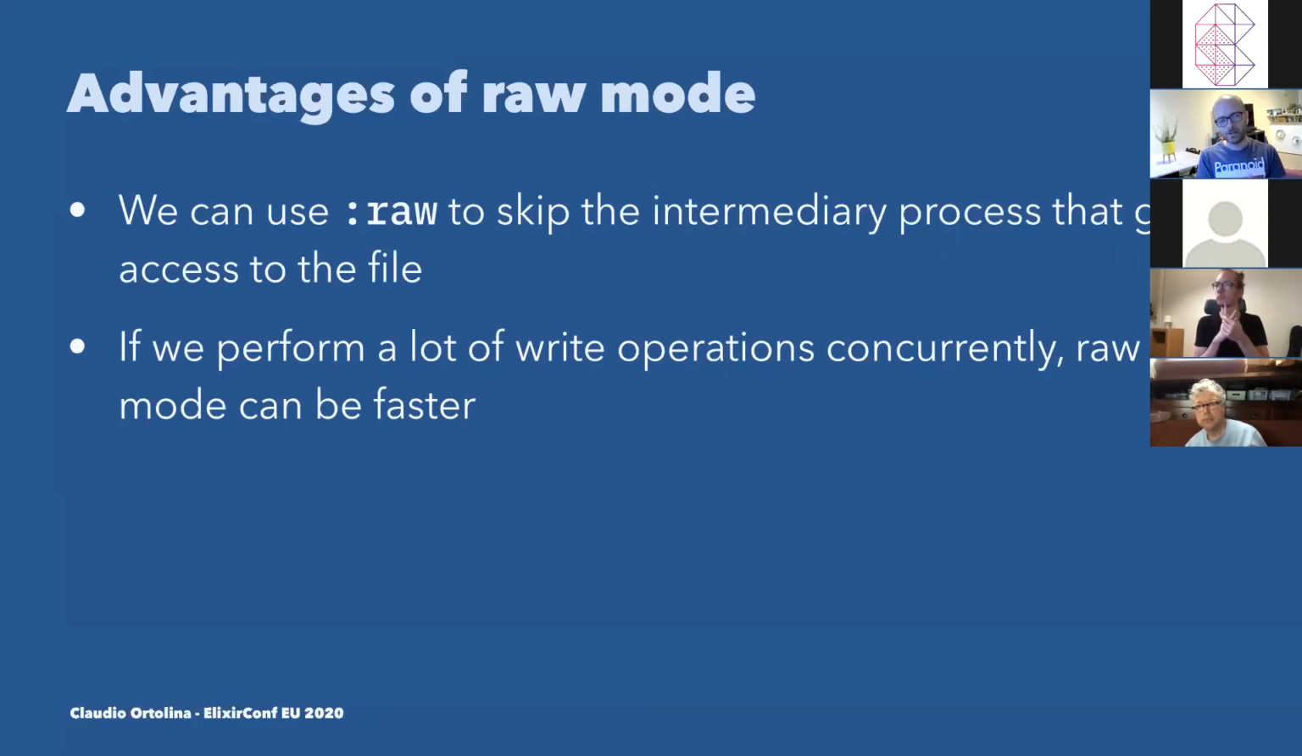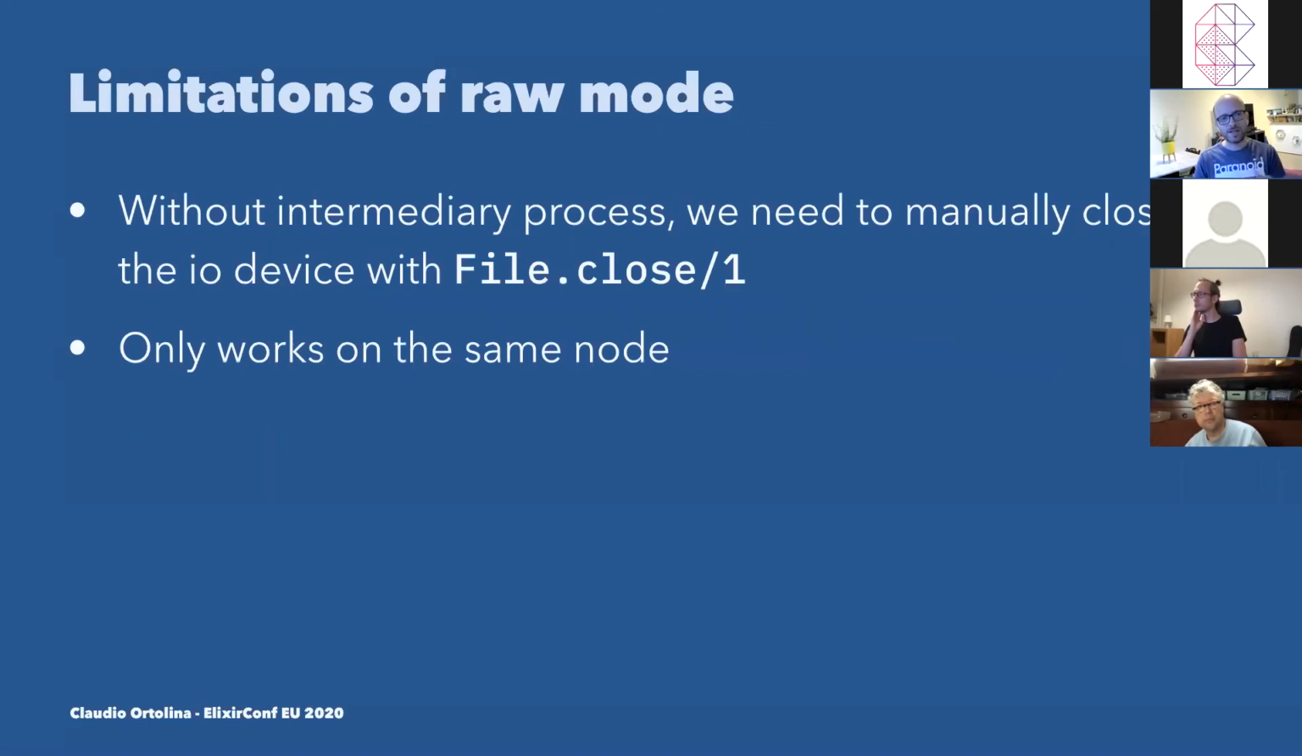If you have to operate concurrently on a lot of files, doing raw mode means that you can do more because you don't go through a single file server. However, a reference is a local reference. So the local reference means that you don't interact with the process. The file server would monitor the process that calls the file. So if you don't have that, you have to close manually. When it's monitored, the file server looks at the monitoring. If the process that opened the file dies, the file gets closed. And the other thing is, because you're not going through the file server, you automatically constrain yourself on operating on a single node.